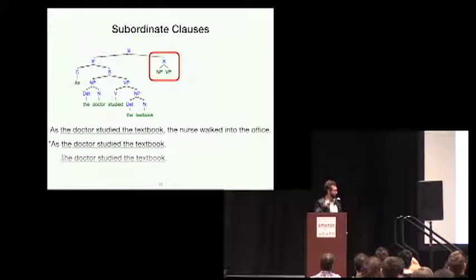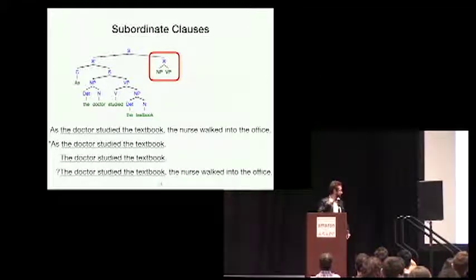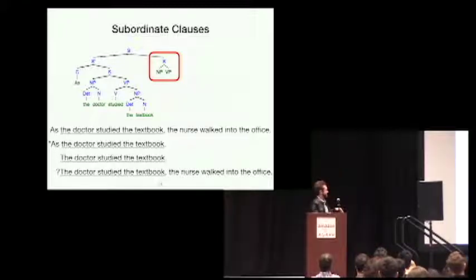There's another behavioral aspect of subordinate clauses, which is apparent when you compare these two sentences. Not only does the subordinate clause require a clause following, it also licenses one. So if I say the doctor studied the textbook, comma, the nurse walked into the office, it's a little weird. But now it's a lot better if I have "as" at the beginning: as the doctor studied the textbook, the nurse walked into the office. These are actually two dissociable effects.